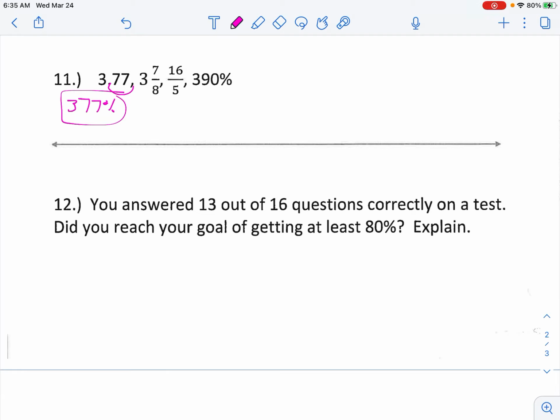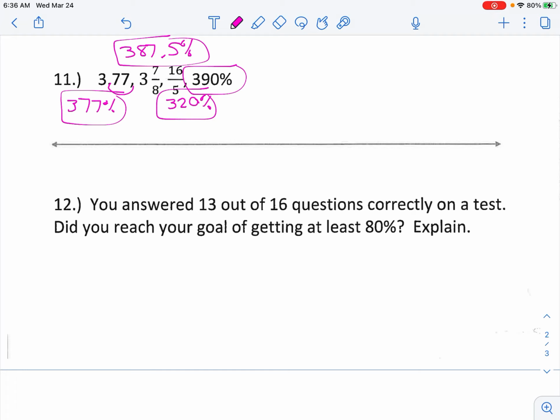3 7/8. So I'm going to go to my calculator. 7 divided by 8 is 875 thousandths. So this is going to be 387.5%. 16/5 on my calculator: 16 divided by 5 is 3.2. Move the decimal twice to the right. That would be 320%. And 390% is already listed as a percent.